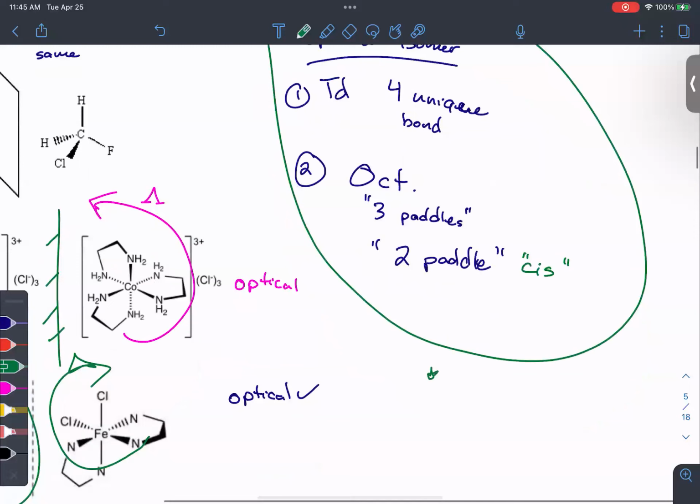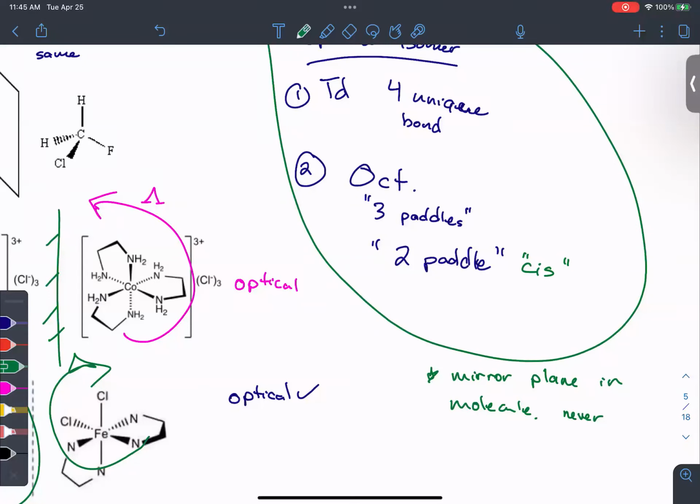Here's my trick. If there is a mirror plane in a molecule, if you can place a mirror anywhere in your molecule and you can reflect the same bonds on one side to the other side, it is never going to have an optical isomer. So a mirror plane in a molecule will never be chiral, ever, ever. Because if you take a mirror image of a mirror, what do you get? You get the same thing back. So if there is a mirror plane anywhere in your molecule, it can never be chiral.